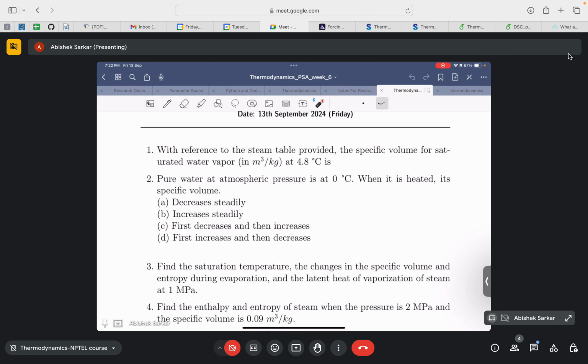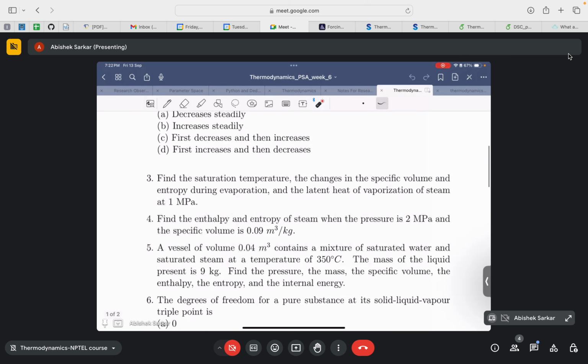Let us go to question number 3. Find the saturation temperature, the changes in specific volume and the entropy. Entropy you can leave, I'm not forcing you to find it, but let us find out the saturation temperature, the change in the specific volume and the latent heat of vaporization for steam at 1 megapascal. You need to go to the steam table and find these corresponding values and let me know the solution. I'll give you say 5 minutes.